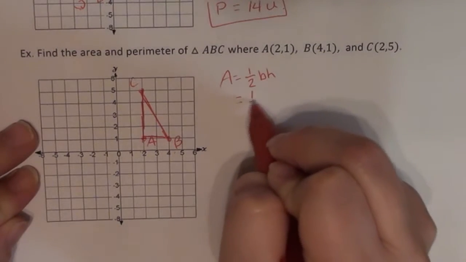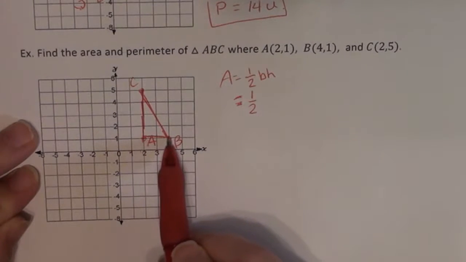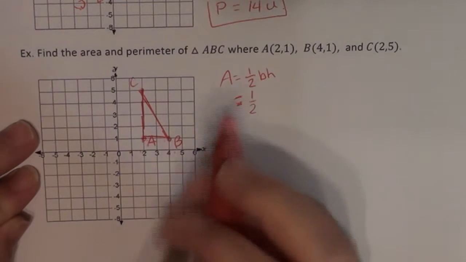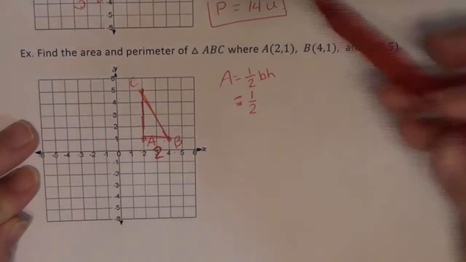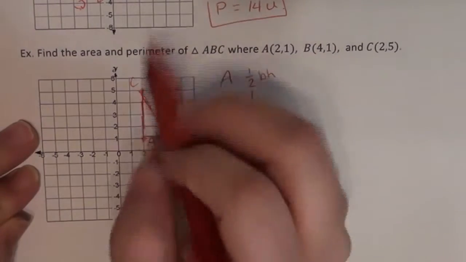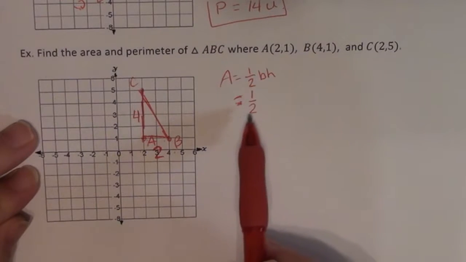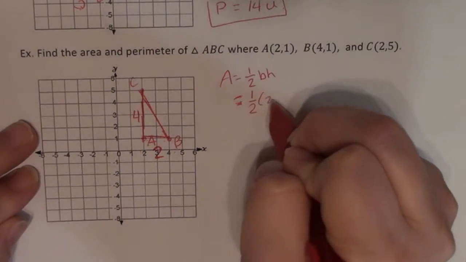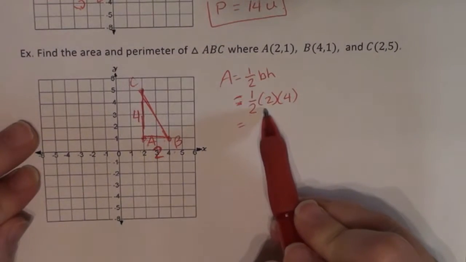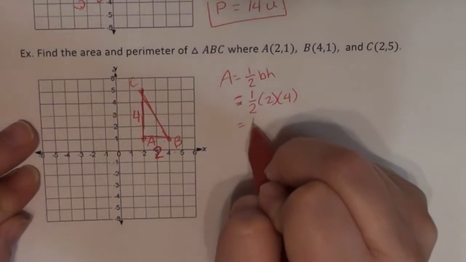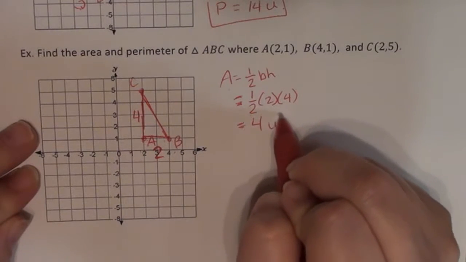And we count from the picture. So the 1/2 is still there. The base, how far is it from A to B across the bottom? Well, that's 2 units. So the base is 2. The height, we count the squares, 1, 2, 3, 4, is 4. So 1/2 base times height is 1/2 times 2 times 4. Half of 2 is 1, times 4 is 4. Because it's area, it's 4 units squared.